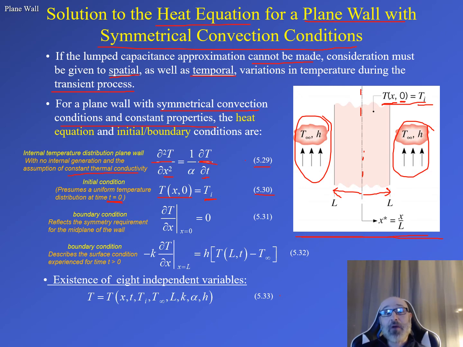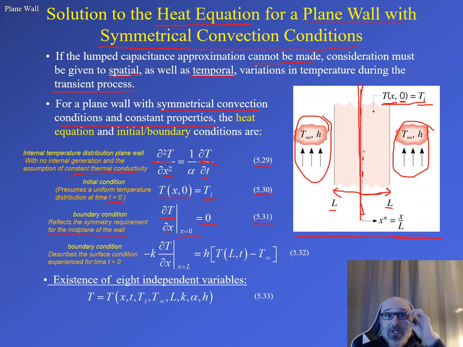Then we can go on to our boundary conditions, and in equation 5.31 we look at the boundary condition that reflects the symmetry requirement for the midpoint plane of the wall. Again, we saw that there was symmetry about that. So we have our partial of temperature with respect to our position in the x direction. When x is equal to 0, and we're right at that midline, then our partial of temperature with respect to x is also equal to 0. Again, that goes back to the relationship shown in equation 5.31.